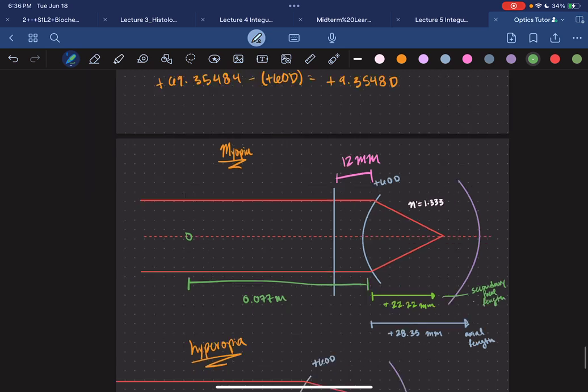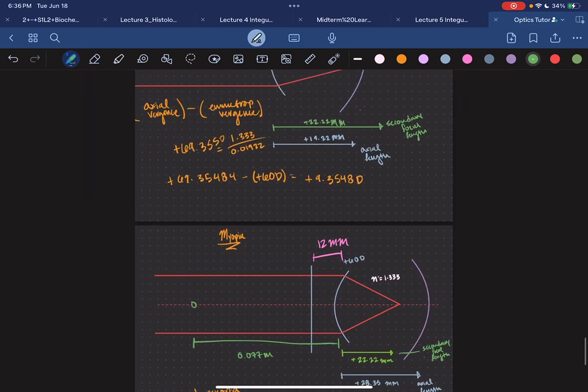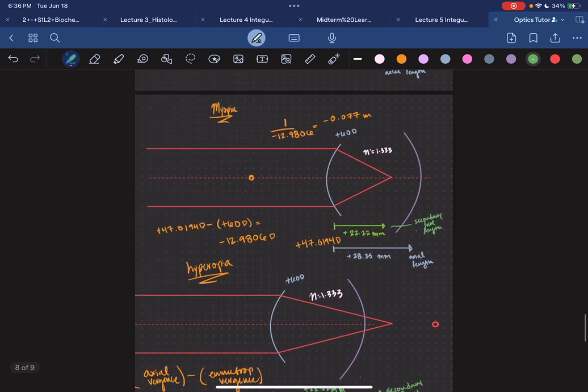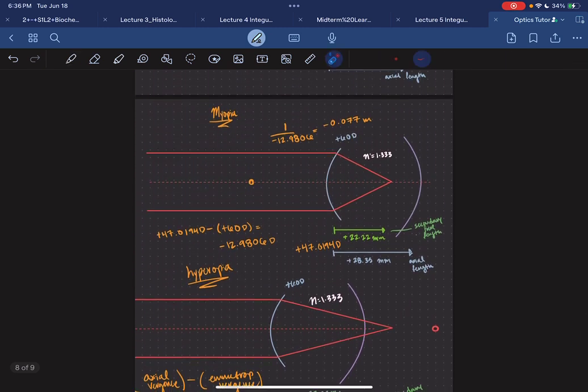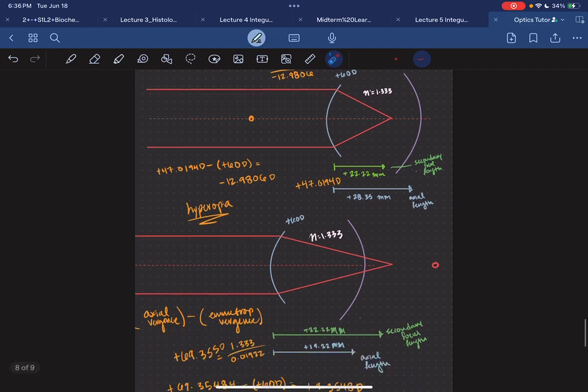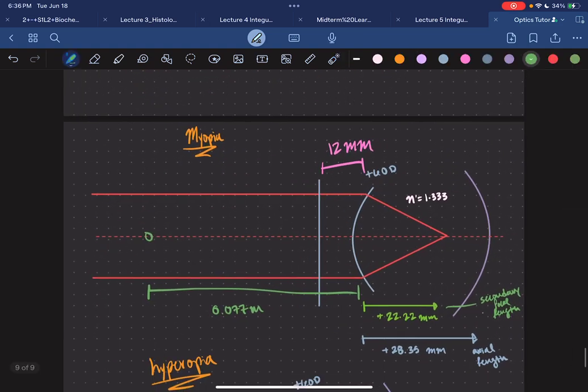And then, we also found that the contact lens, or the power that the eyes need, is right here. Okay, so 12.9806. And I'll write that down here as well. So that's if it's a contact lens prescription.